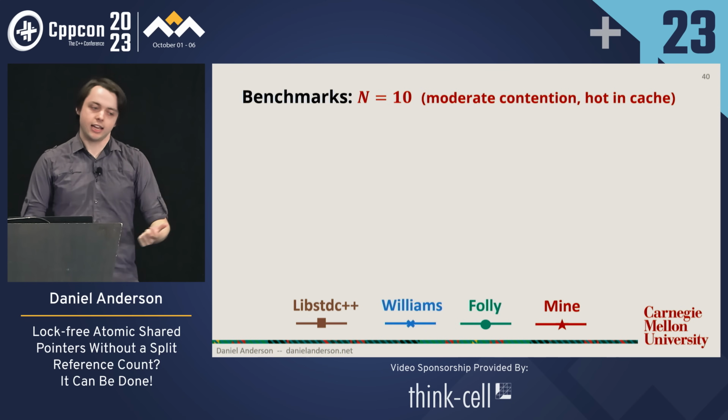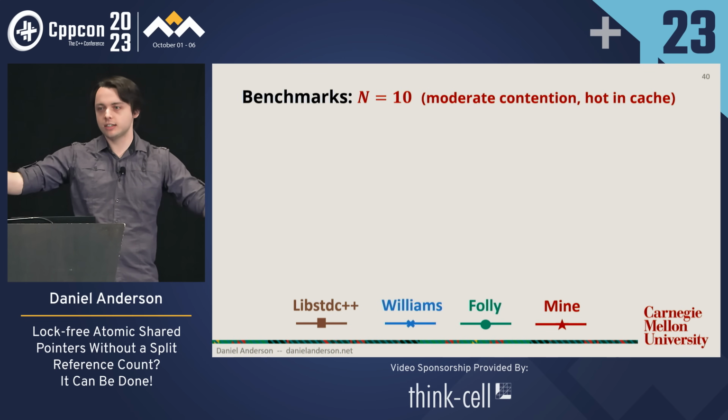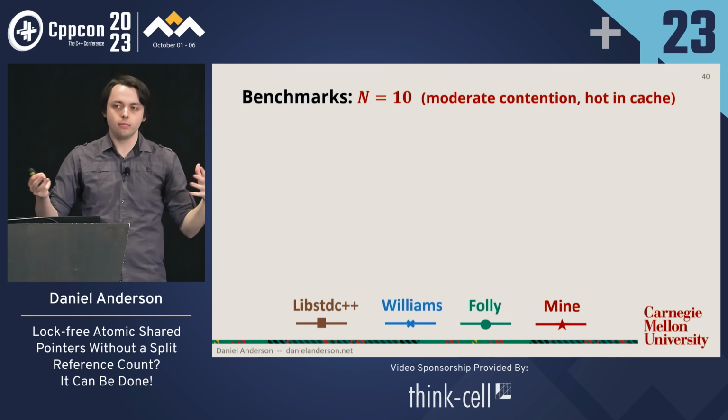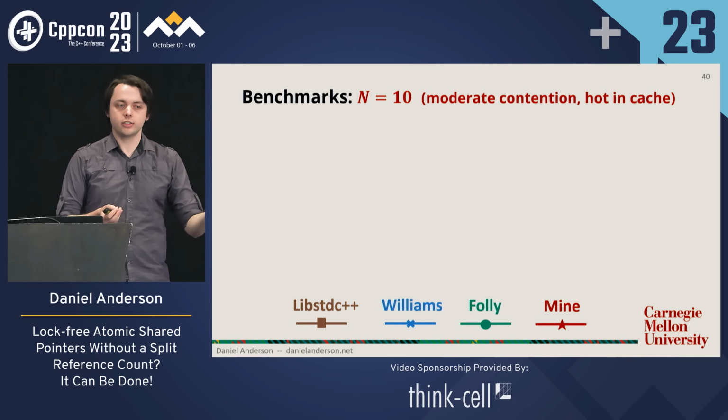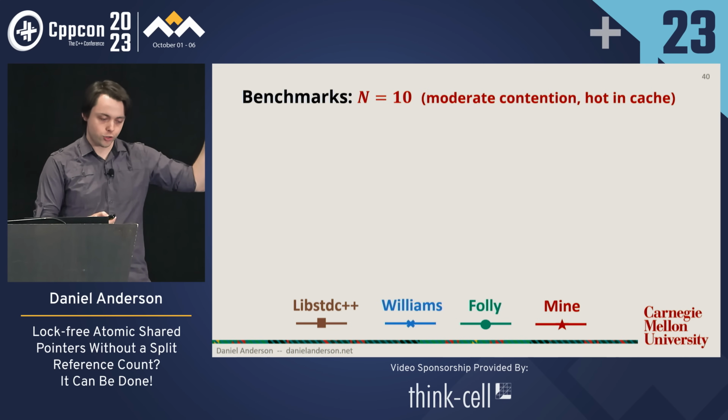Let's now go to n=10. So now we've got moderate contention. The threads are going to be picking a random stack from 1 to 10. So there's a decent chance they hit the same one, but there's a decent chance that they don't. So there's going to be quite a bit less contention, but n=10 is still a small number, so they're still hot in the cache. These are still always in my cache.